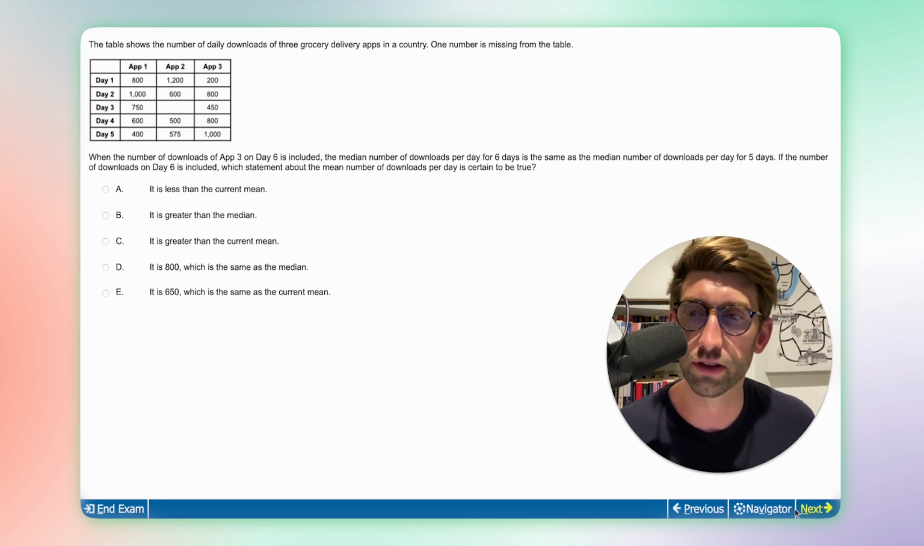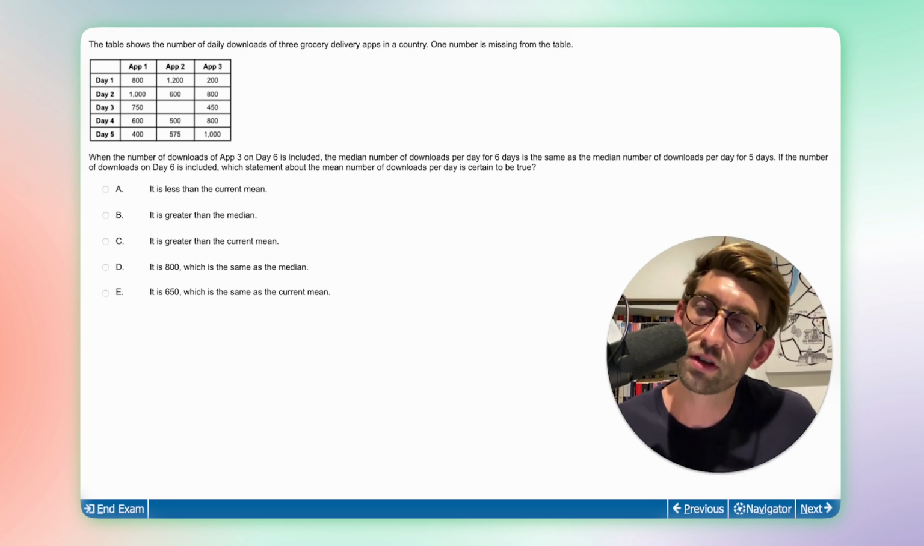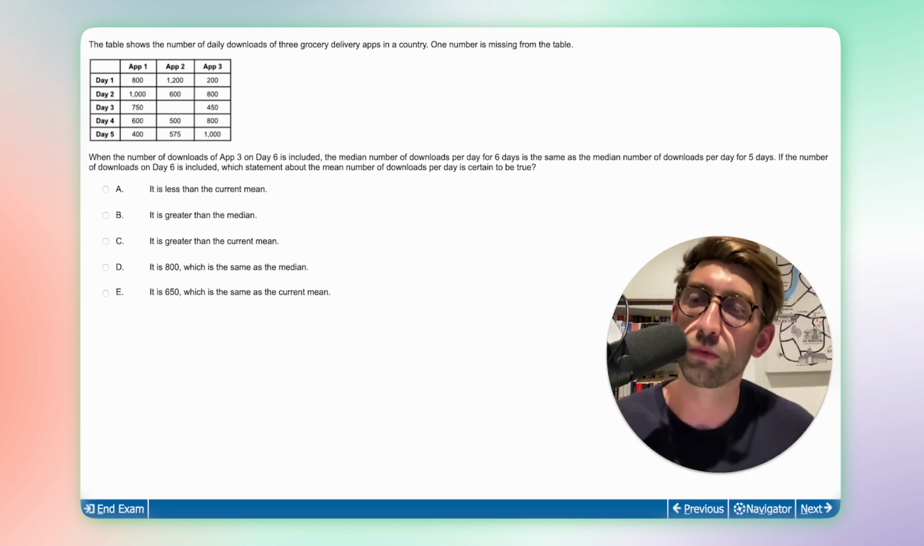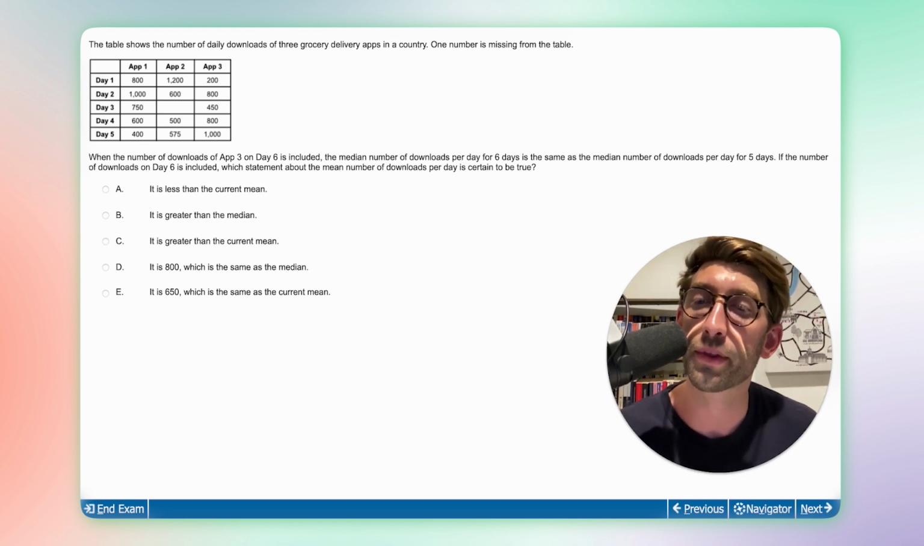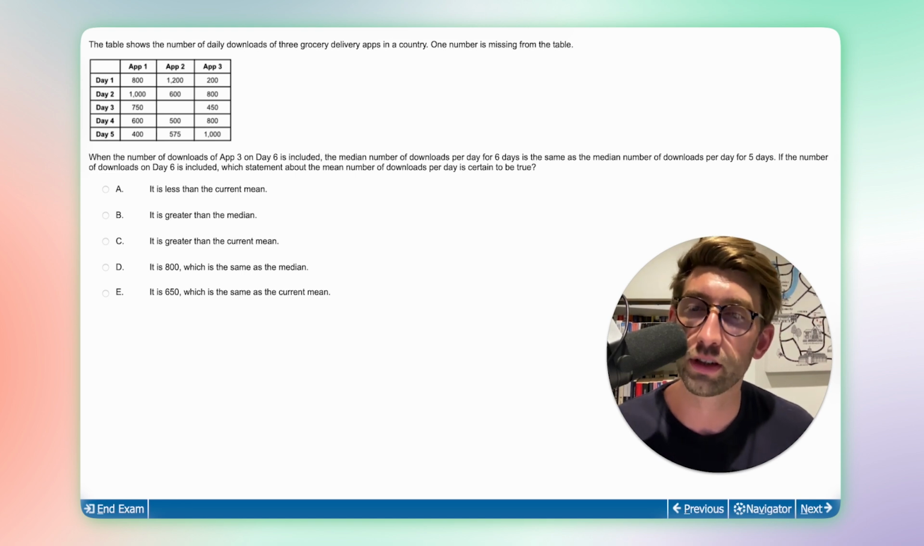Okay, so let's move on to the next question. The third question is saying, when the number of downloads of app 3 on day 6 is included, the median number of downloads per day for 6 days is the same as the median number of downloads per day for 5 days. So essentially, a sixth day is added and the median stays the same. If the number of downloads on day 6 is included, which statement about the mean number of downloads per day is certain to be true?